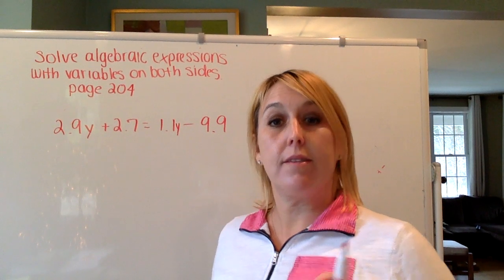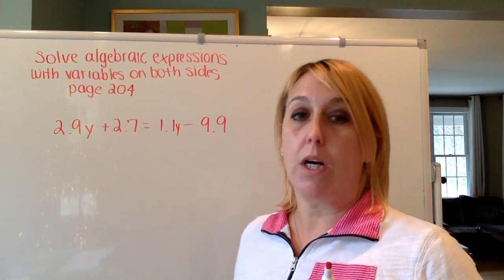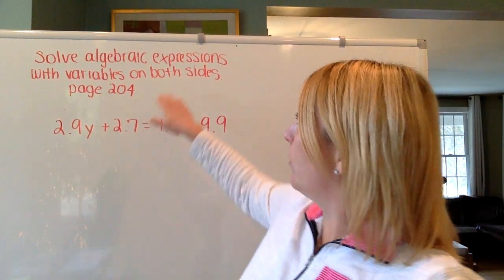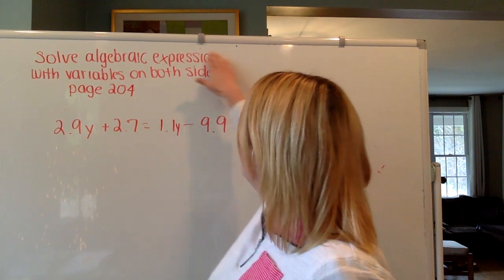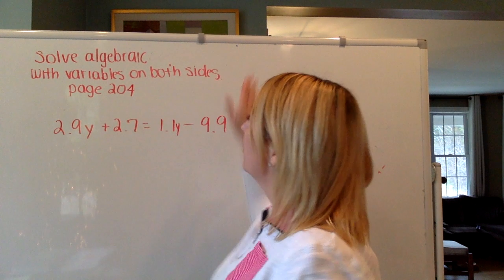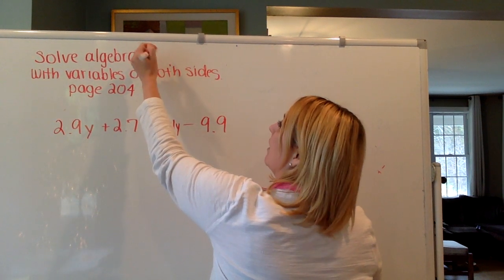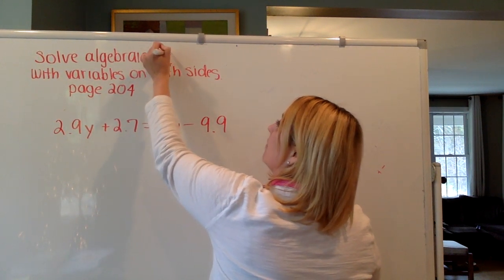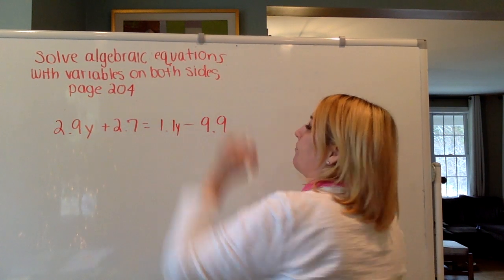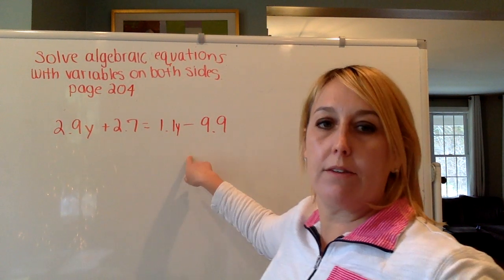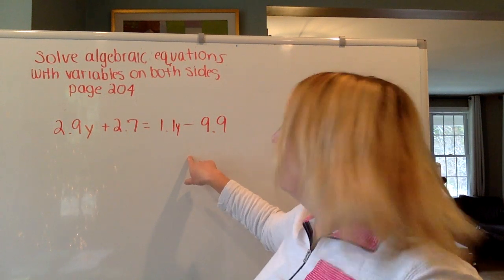Okay, so this is the second video that I'm making for lesson 4.2 with variables on both sides of the equation. Oh, why do I say expressions there? Sorry, I should have caught that. Equations, right? Because they have an equal sign, so I apologize. So, variables on both sides of the equal sign, on both sides of the equation.